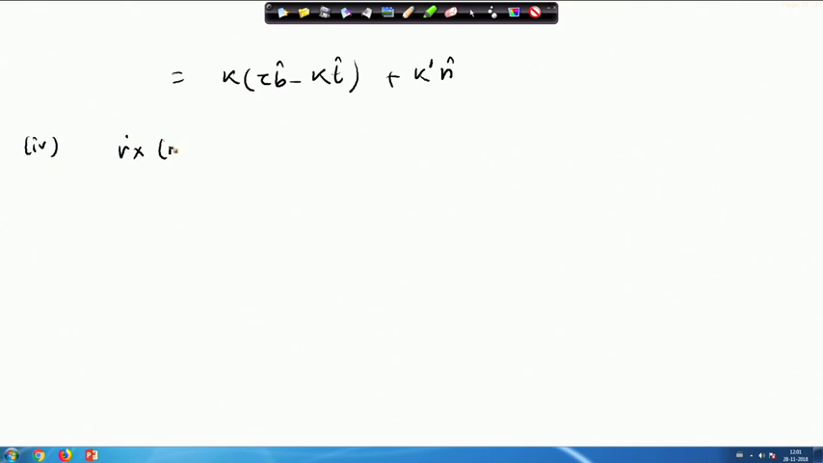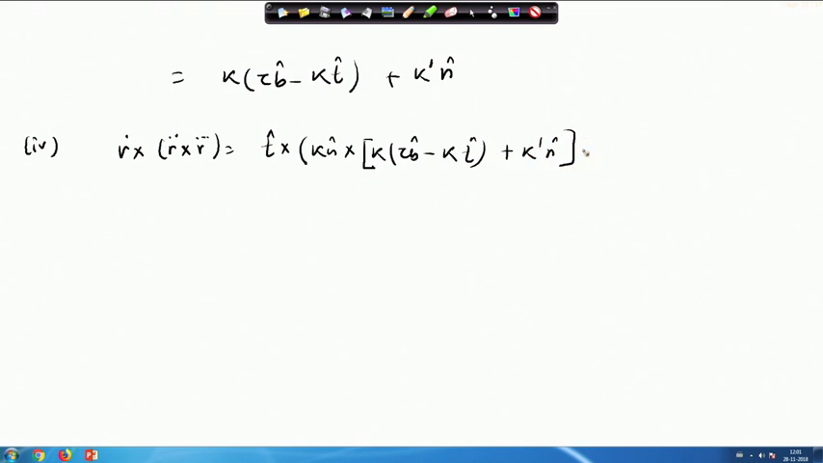The fourth relation is basically r dot cross product with r double dot, r triple dot, where all of them are taken with respect to s. So, r dot is t cap, r double dot is kappa n, and r triple dot is kappa tau b cap minus kappa squared t cap plus kappa dash n cap. All you have to do is calculate this cross product, first this and this, and then the others.